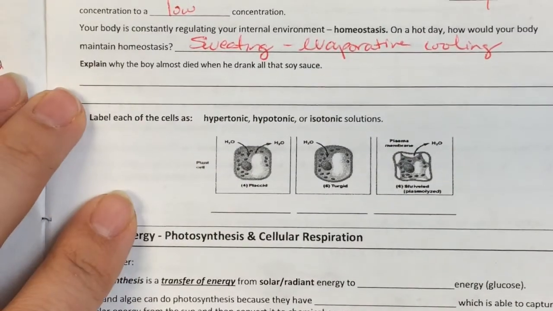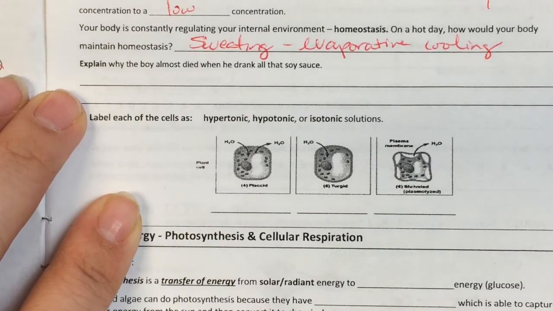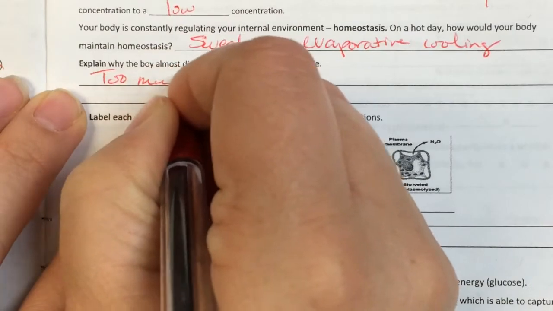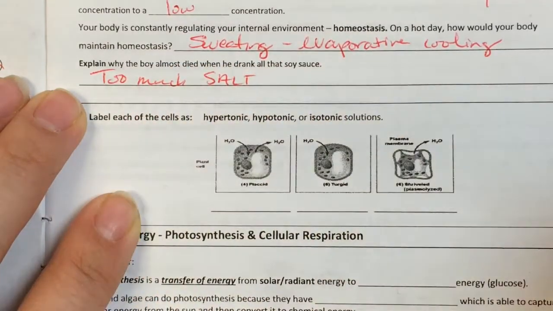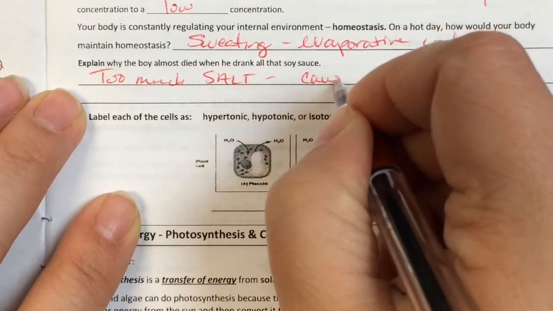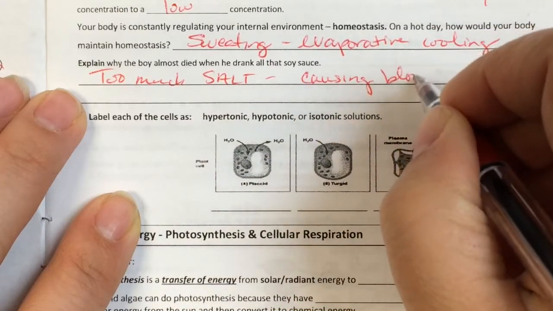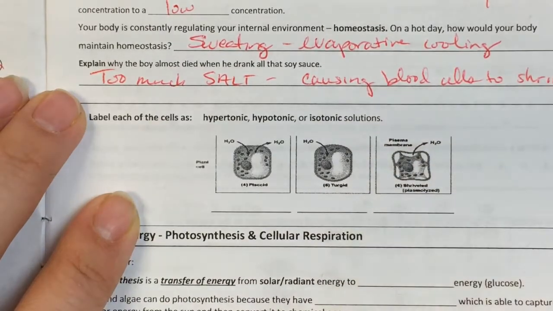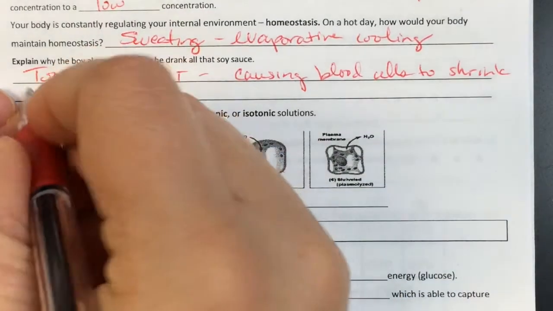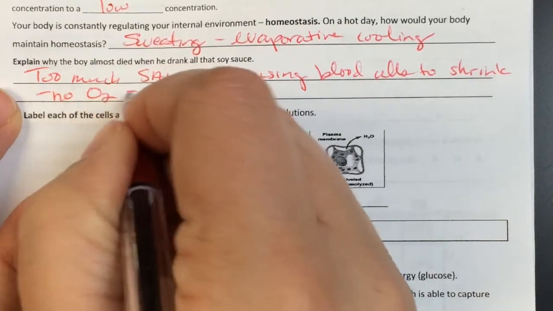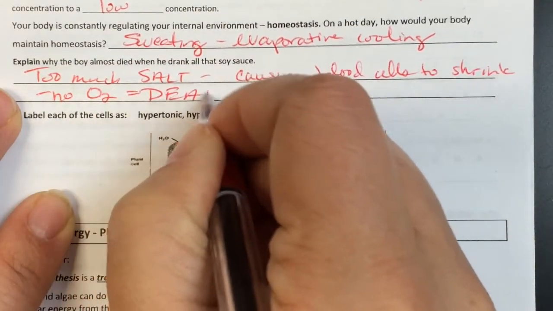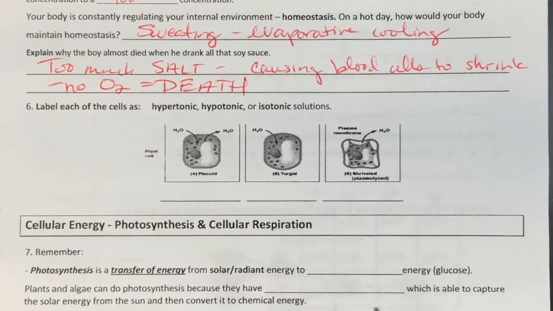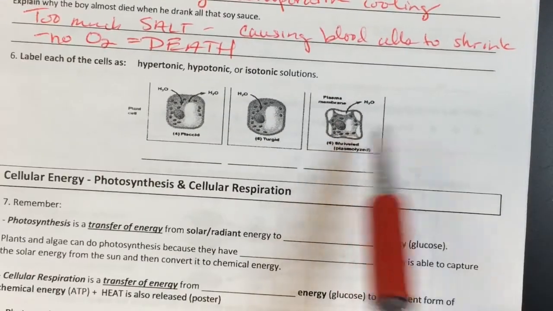Explain why the boy almost died when he drank all that soy sauce. What was happening was too much salt, and it was causing his cells to shrink, including his blood cells. When those start to shrink, you can't carry oxygen. So no O2 equals death. Too much salt, cells are shrinking. In fact, it would have looked a little bit like this if he were a plant.